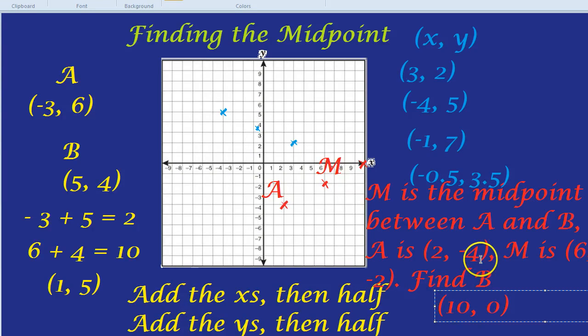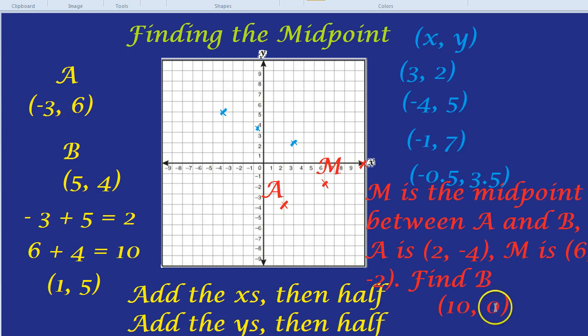Or just doing it with the numbers, you can see to get from 2 to 6, you have to go across by 4, so go across by another 4 to get to 10. To get from minus 4 to minus 2, you had to go up by 2, so go up by another 2, and you get to 0.